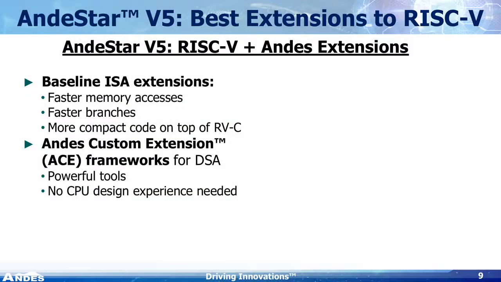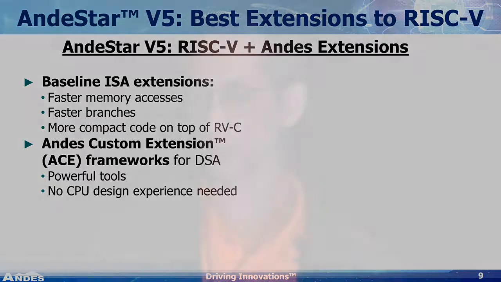So what is the AndeStar V5 architecture? It's the RISC-V standard plus Andes extensions. So what did we add here? For example, we added the baseline ICE extension. In baseline RISC-V, you need 2 instructions to do the memory access and 2 instructions to do the branches in some cases. And we have 1 instruction to do that. So, faster memory access and faster branches.